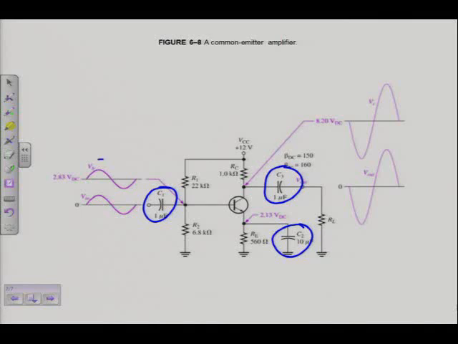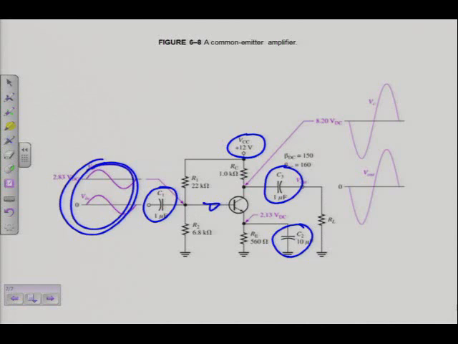Now if I look here, the input signal is connected to the base. I've got a capacitor in between. Why? Because I have a DC voltage here, which I don't want to influence my input signal. So I block it by using this capacitor. It's called a coupling capacitor. Same happens on the output. I can see on the output a capacitor in line with my load, a speaker or whatever. I also don't want the DC voltage to influence my load. So those two are called coupling capacitors.